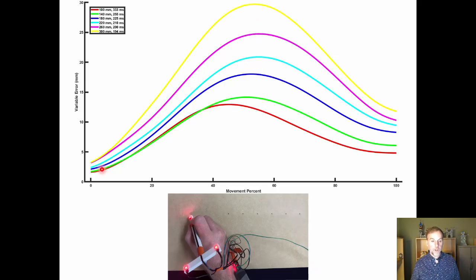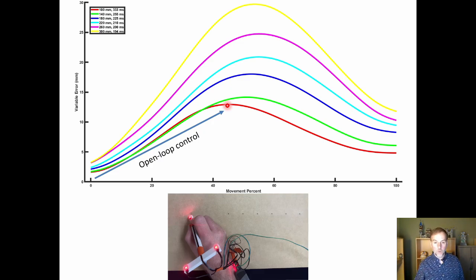So for that hardest target, you see this huge increase in spatial variability, and that's because you're moving faster, and the faster you move, the less accurate you are, so a speed accuracy trade-off. And in this short condition, you've got a lower velocity because you don't have to move very far, and you can see there's this increase in spatial variability.